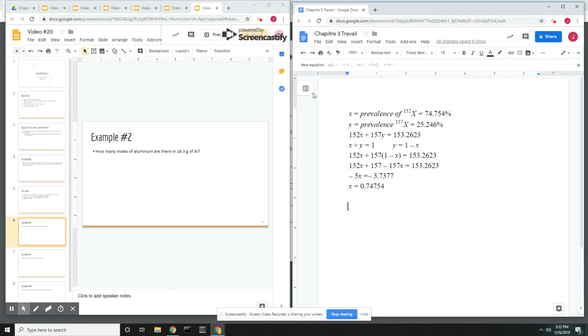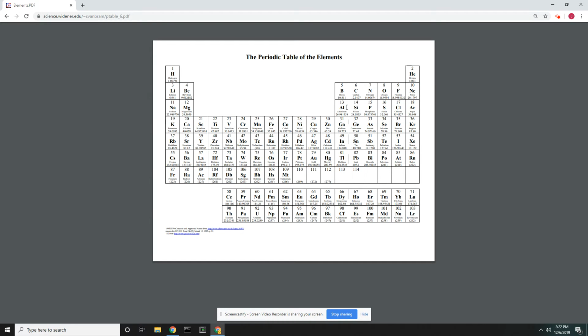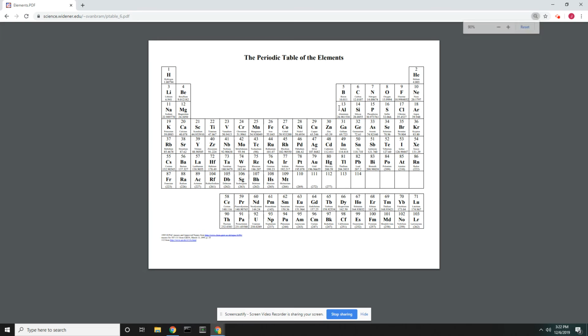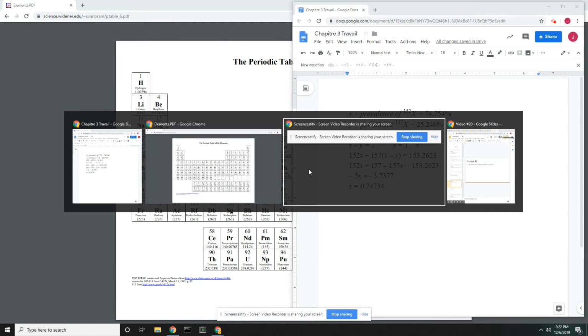So before I actually do the problem, I'm just going to take a quick look at my periodic table. And I see that the mass of aluminum is 26.98. As far as masses go, I'm okay with you rounding to like 2 decimal places. A lot of these have a ton of decimal places. So let's just do 2 decimal places for the time being. So 26.98.